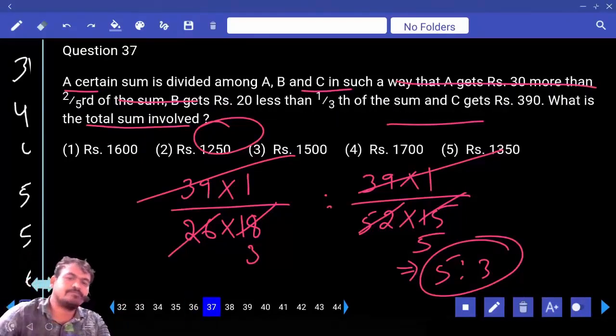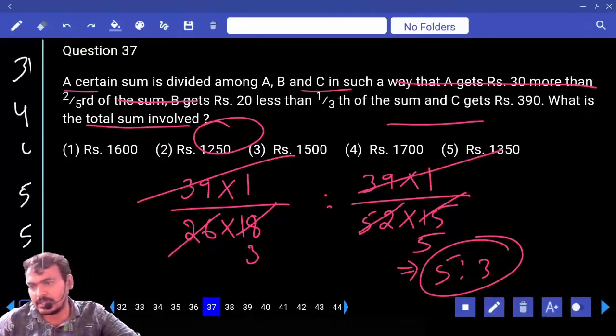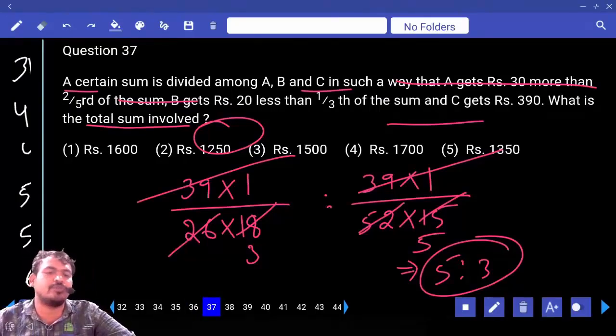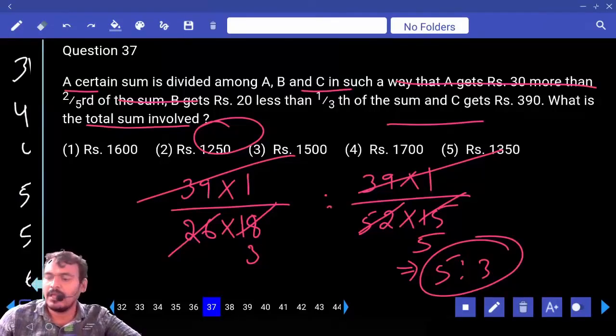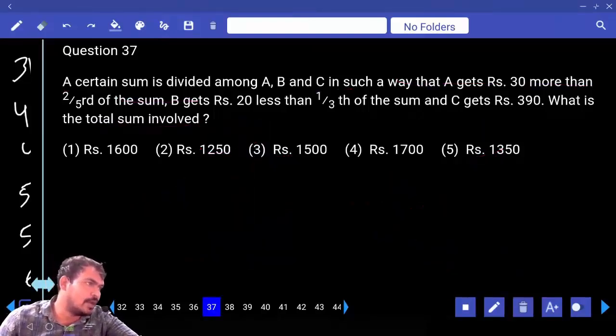Next, question 37. A certain sum is divided among A, B, C in such a way that A gets 30 more than 2/5 of the sum, and B gets 20 less than 1/3 of the sum, and C gets 390 rupees. What is the total sum?